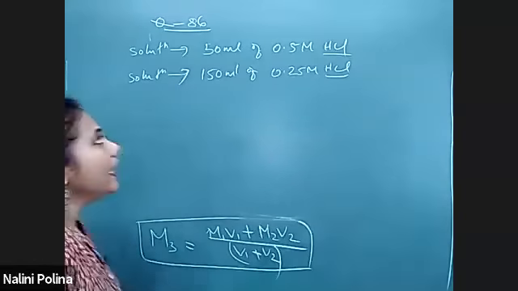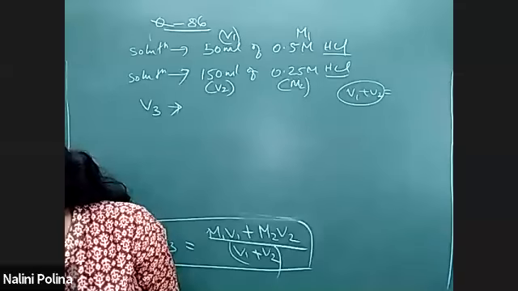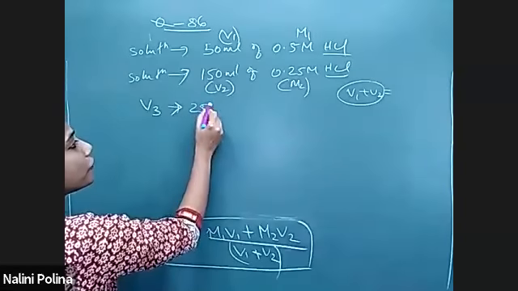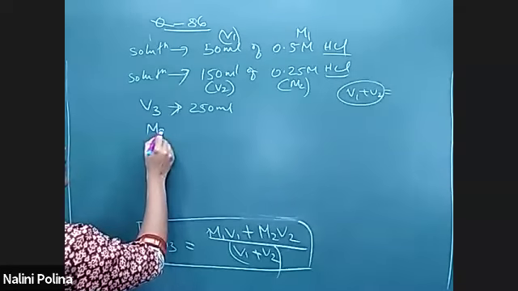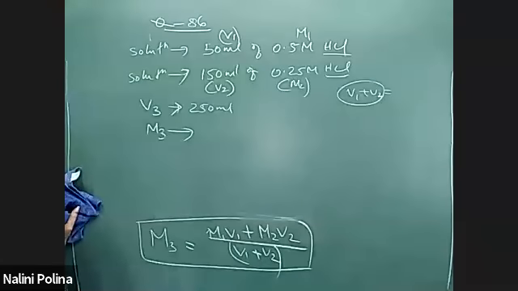Okay, and now there is the third solution. I mean, they mixed both of them, but the volume of the solution, it is not equal to V1 plus V2. Okay, the volume of the third solution is not equal to V1 plus V2. Maybe they have added some extra amount of water. They have given the volume. What is the volume? V3 is equal to 250 ml, and they are asking you to find out M3. Okay, so how do you find it? The same formula you can use, right?